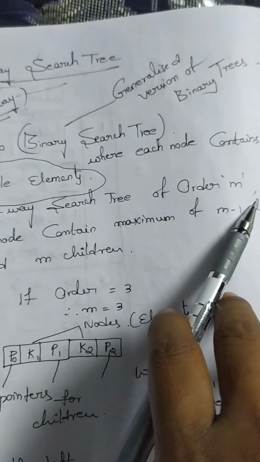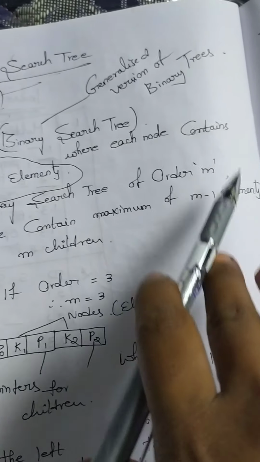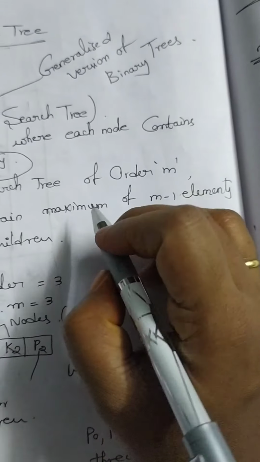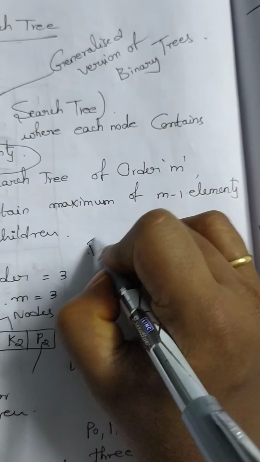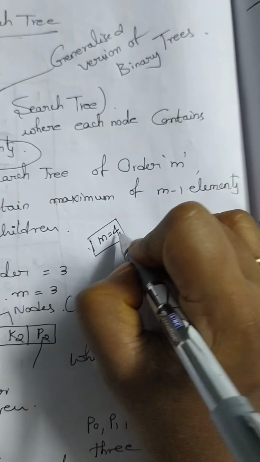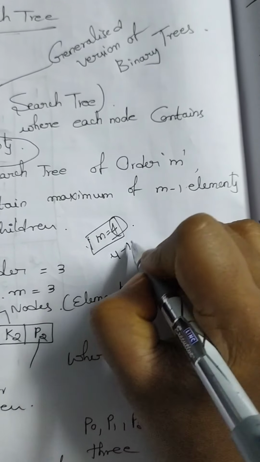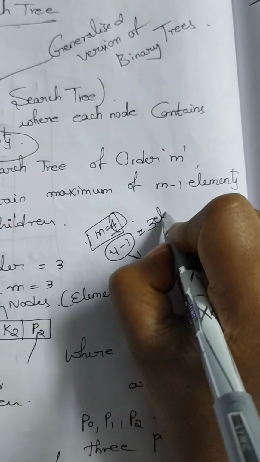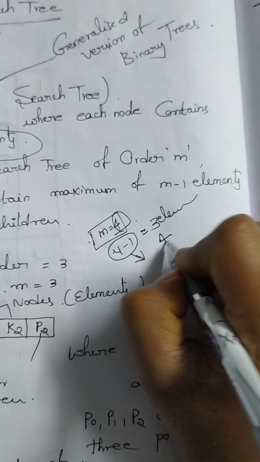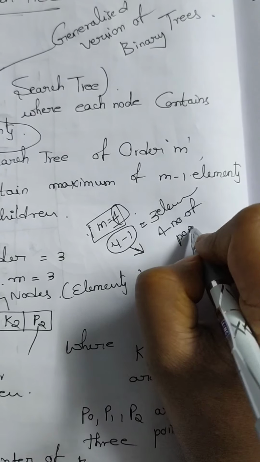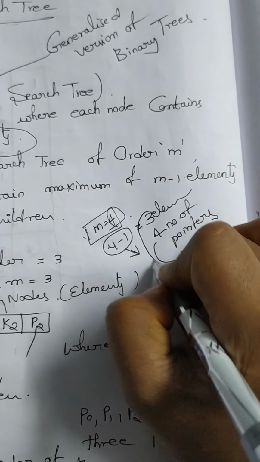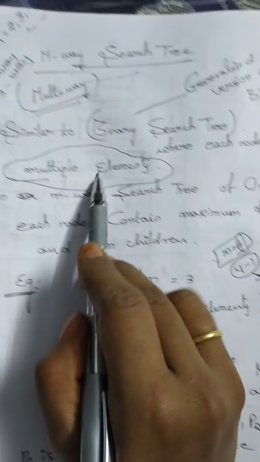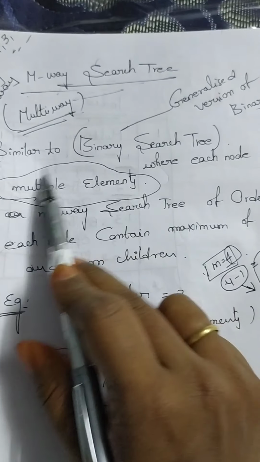So in an M-way search tree of order M, each node contains a maximum of M minus 1 elements and M children. For M equal to 4, we have 4 minus 1, that is 3 elements, as well as 4 pointers for the children of these 3. That's why each node contains multiple elements.